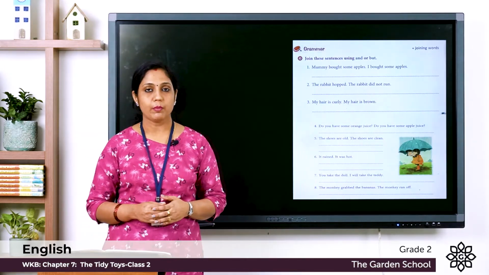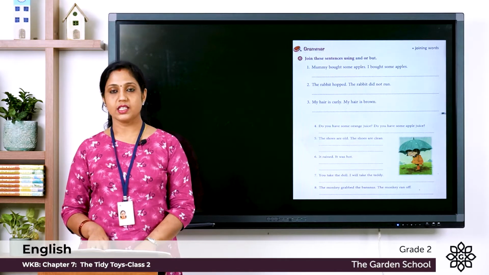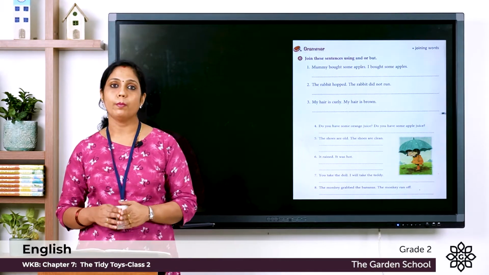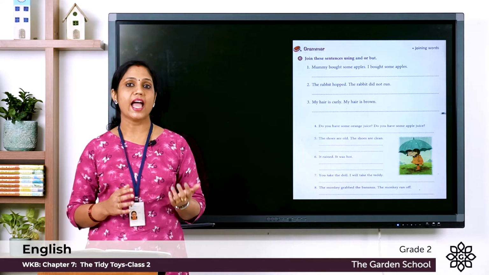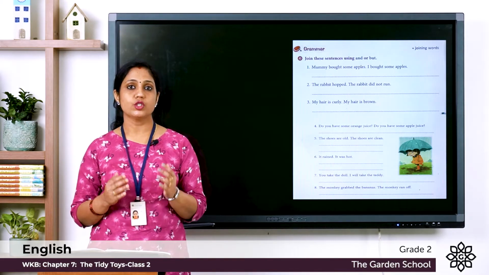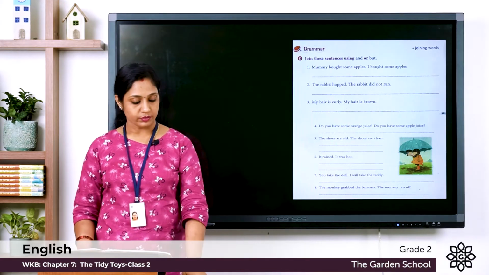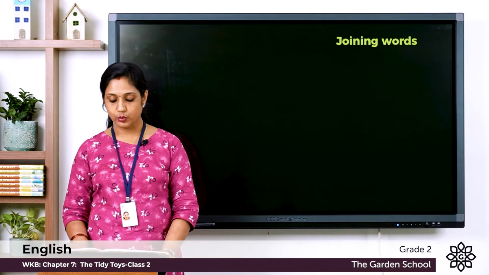Next, we have the grammar part, joining words. Join these sentences using and or but. So we learned that and or but are joining words. We use these words to join 2 sentences. So let's look at the answers. We have the first question.